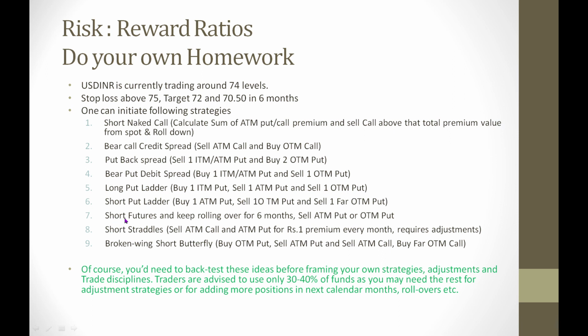Another strategy which is quite rewarding is you just short the futures and you keep rolling over for 6 months. When you short the futures, usually the next month futures trades 20 paisa higher. So every month, when you keep rolling over shorts, you get 20 paisa for rolling over. At the same time, you can also limit your risk by selling an at the money put or an out of money put, and then accordingly your reward ratios will increase quite significantly. If your stop loss has to be triggered, the premium that you collect from the at the money put or the out of money put will help you to reduce the stop loss value.